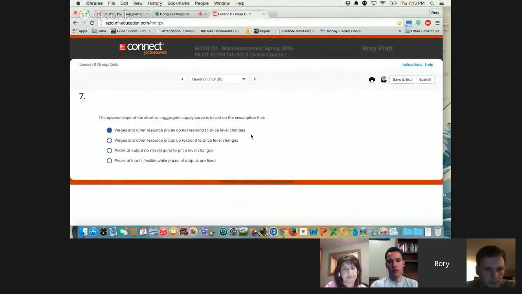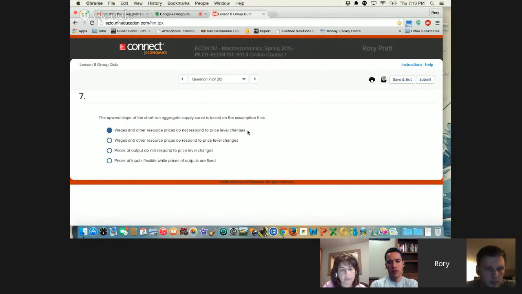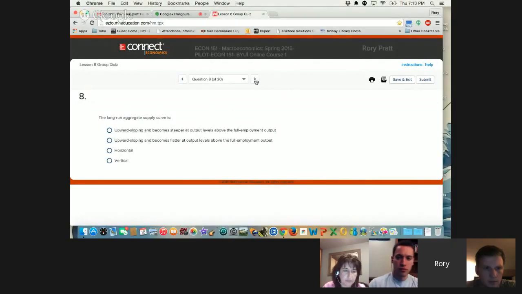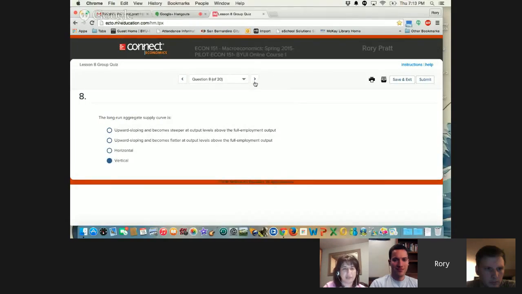Yeah, because when you're under contract, you can't change the wages until that contract expires. So you don't have the ability, and the biggest factor in resource cost is labor. That makes sense. Okay, the long run aggregate supply curve is... Vertical. Yay! Yep, me too. Okay, we all agree. That one was like a picture.